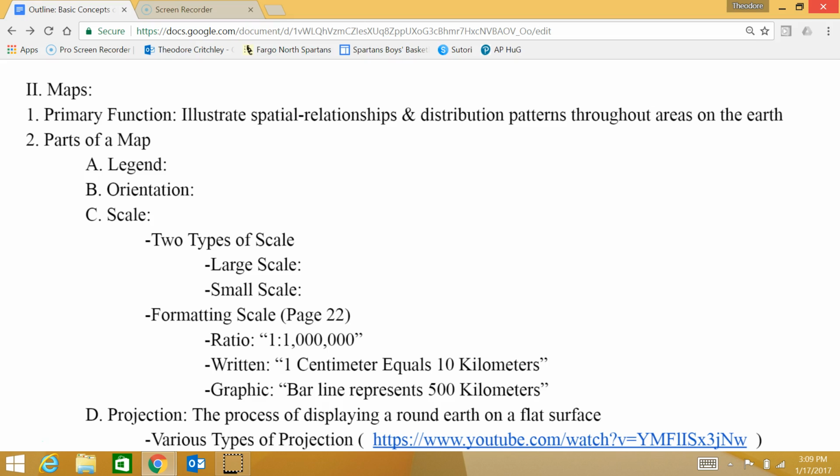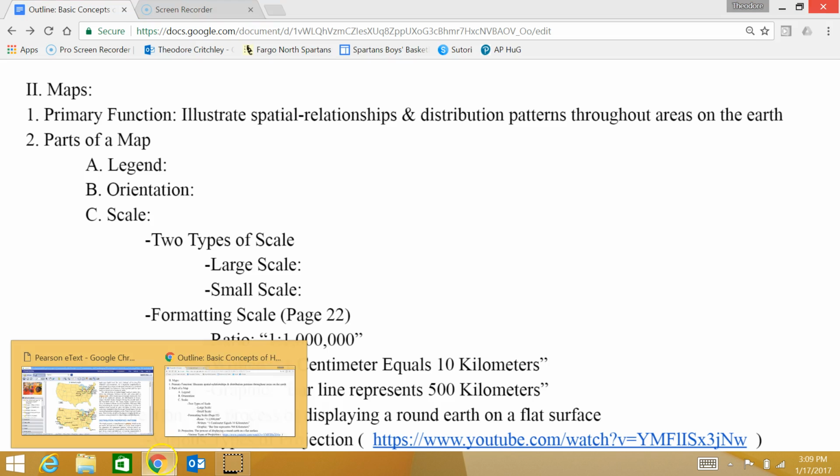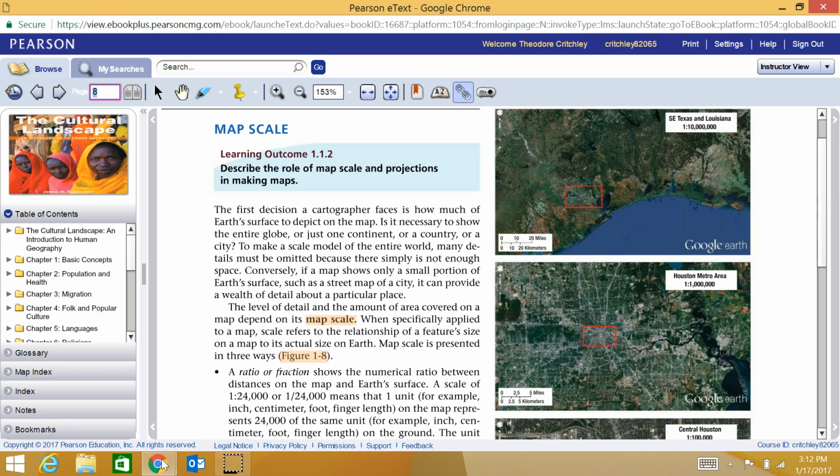Okay. Now, formatting scales on page 22, you can look at your book in regards to this, and I'll turn to that as well right here. You can see there's different types of scales when we're talking about formatting. In other words, trying to adjust the image to our page in a book, for example. And we look at that at page 8 in your book, you guys. You can see there's different types of formatting scales that exist.